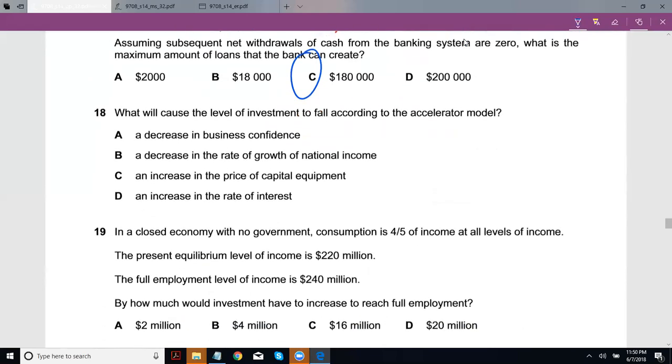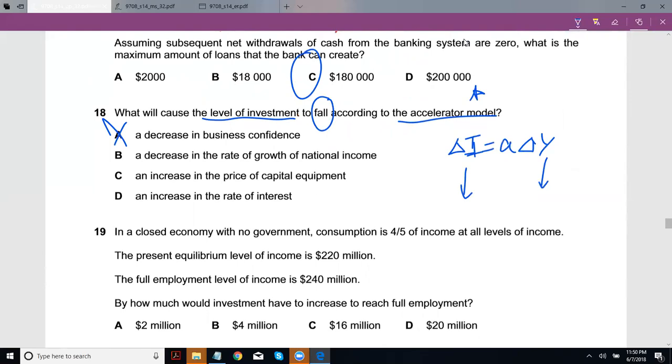What will cause the level of investment to fall according to the accelerator model? Your accelerator model looks at induced investment. It basically says that as national income changes, it is multiplied by the accelerator coefficient, and it leads to a change in the level of investment. So a decrease in national income leads to a decrease in the level of investment. So we look for that. Business confidence would decrease investment, but it's not according to the accelerator model. Then there's a decrease in the rate of growth of national income.